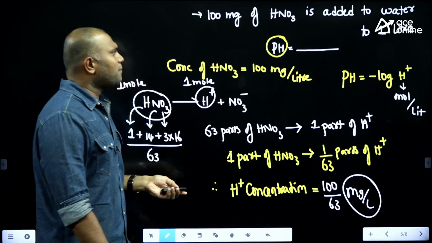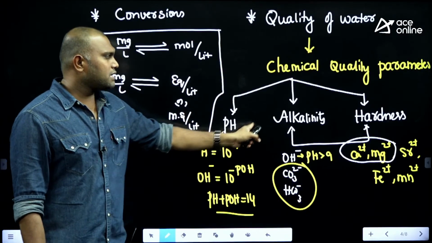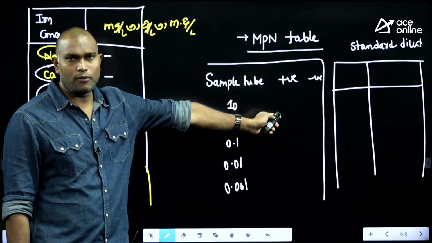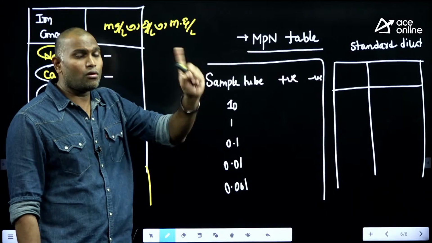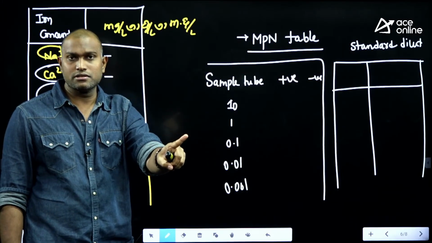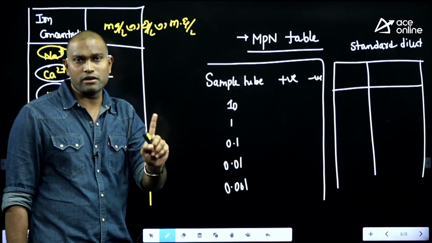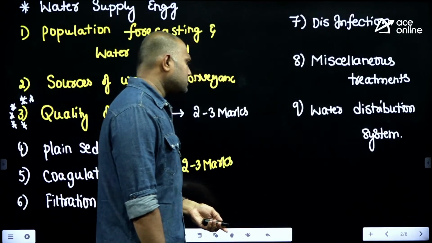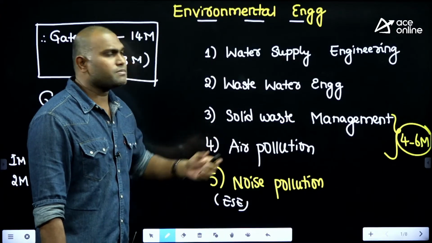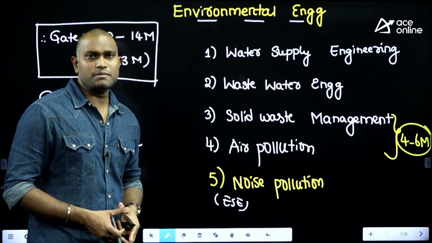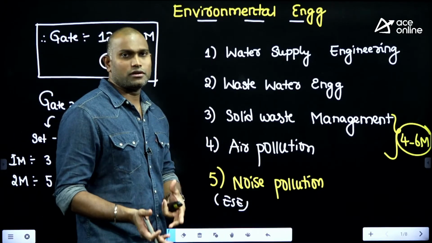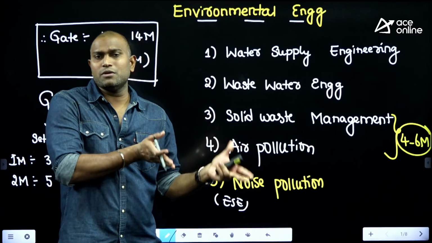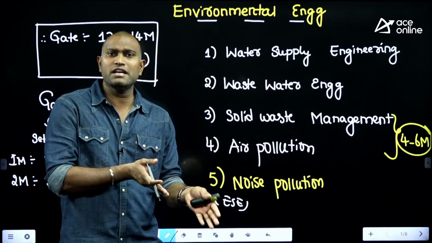In the case of quality of water, pH, alkalinity, hardness, and the MPN table are important. So focus more on the unit conversions; they are very important. Apart from this, in solid waste management, you can get a numerical question. Theoretical questions are also there: what are the different types of waste, municipal solid waste, hazardous waste, and industrial waste?